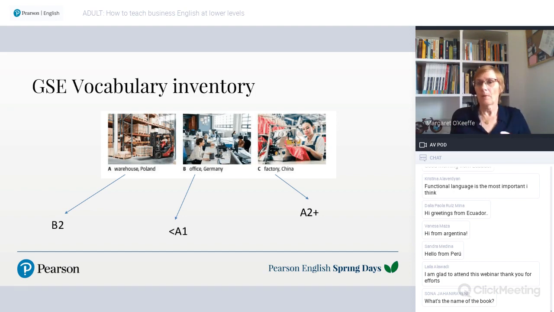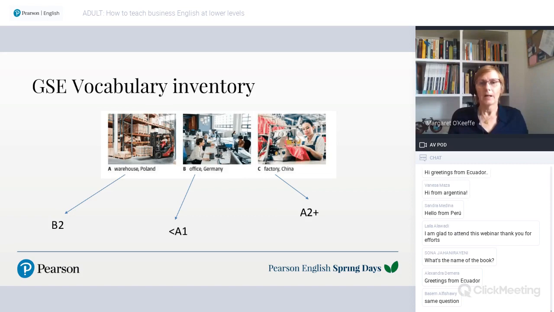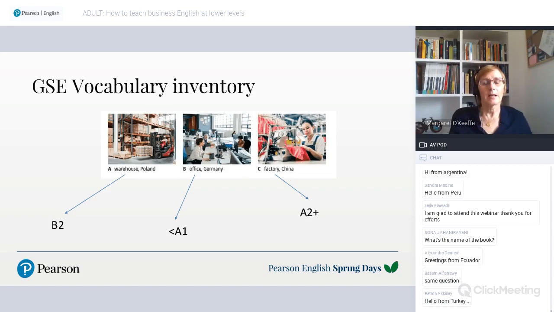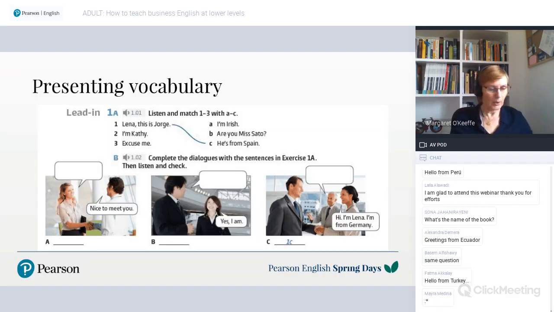So that's very important to remember, that the vocabulary that they need that's high frequency is not necessarily A1 or A2 vocabulary. If you're interested in finding out more about the GSE vocabulary inventory, that again, as I say, is part of the GSE teacher toolkit. Okay, so let's move on and look at how we can start to present vocabulary in a lesson.